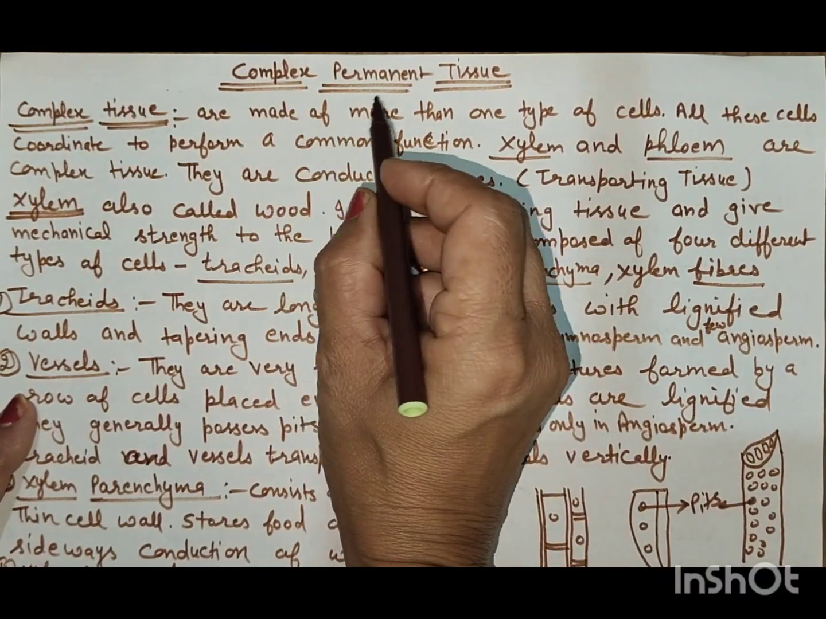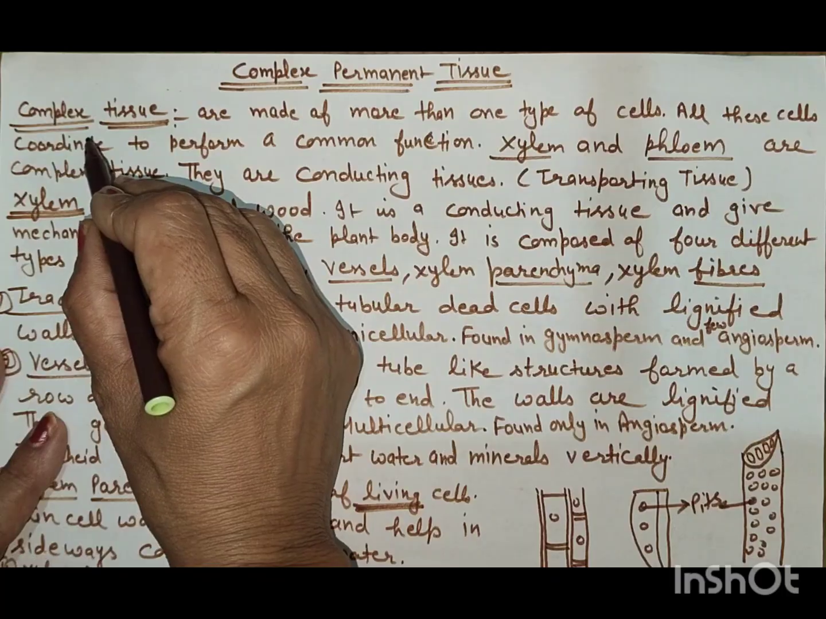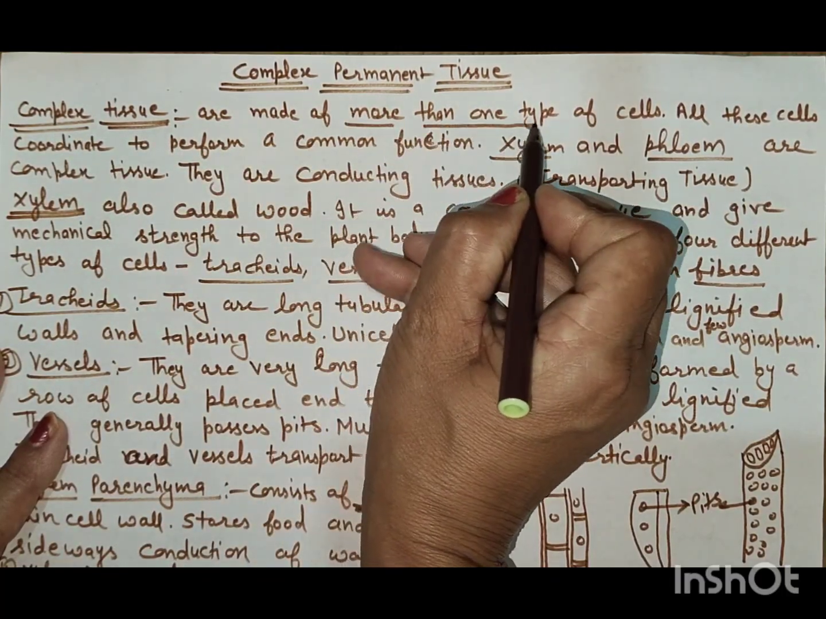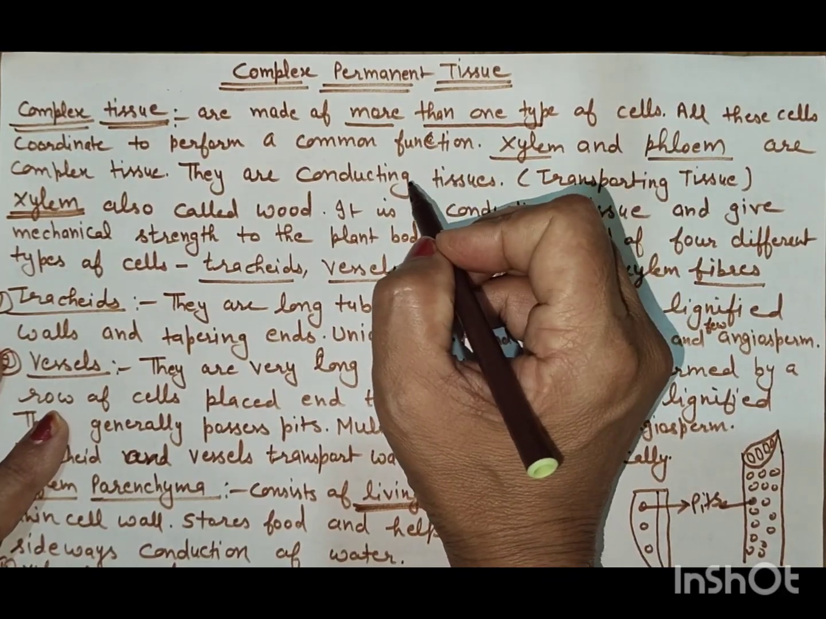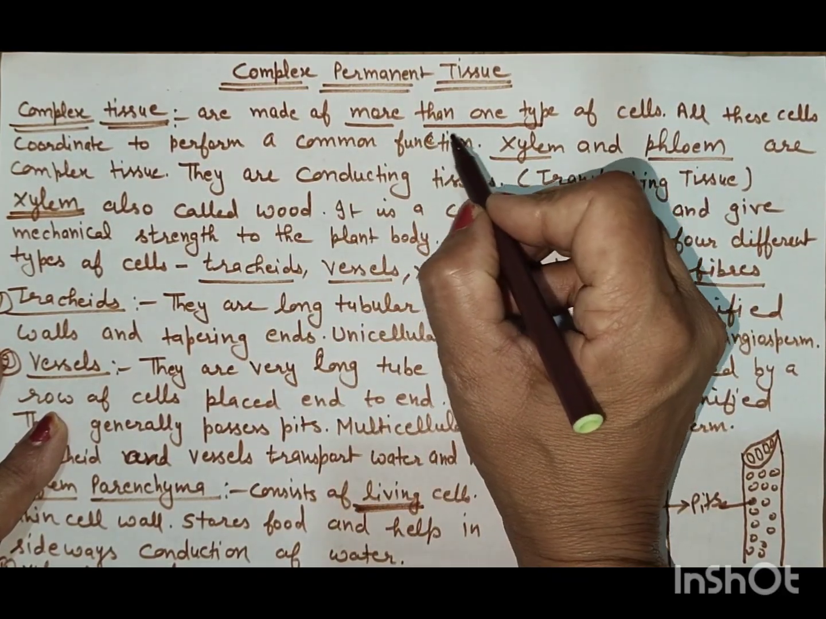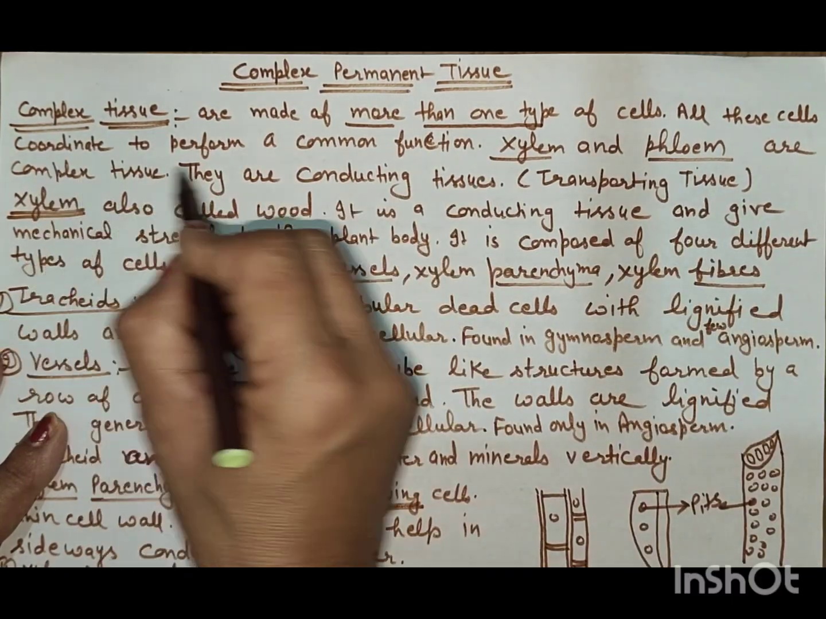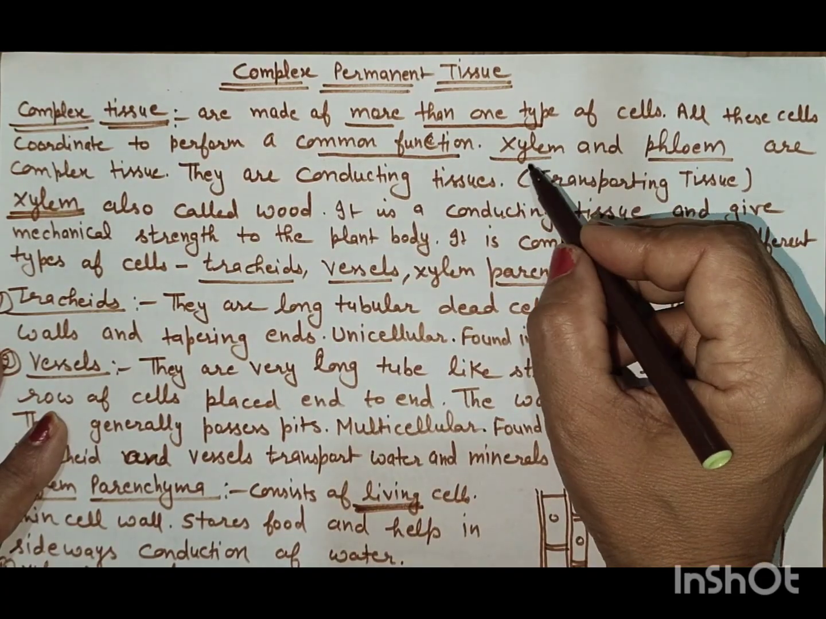Students, today we will discuss the complex permanent tissue. Complex tissues are made up of more than one type of cell. Simple tissue is made up of only one type of cell, but complex tissue is made up of more than one type of cell. All these cells coordinate to perform a common function.